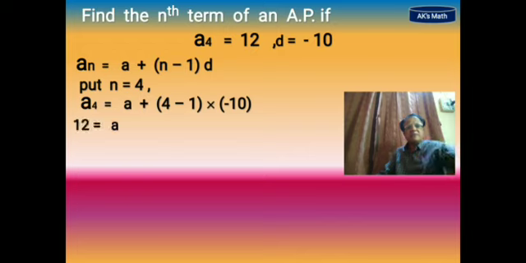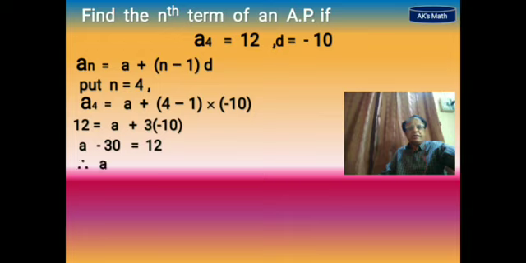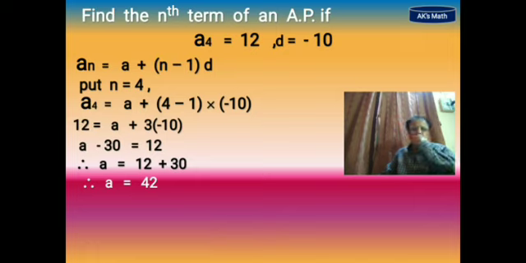Now look at this one by doing some calculation. A4 की वैल्यू हमारे पास दी हुई है. A4 is equal to 12. So keep 12 below that A4. A is a plus 3 into minus 10. It gives you a minus 30 equal to 12. So by this way you will get a is equal to 42. So after getting a is equal to 42, we now have D and A, both values.